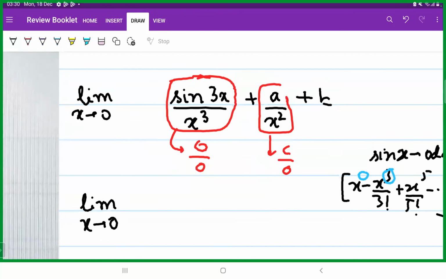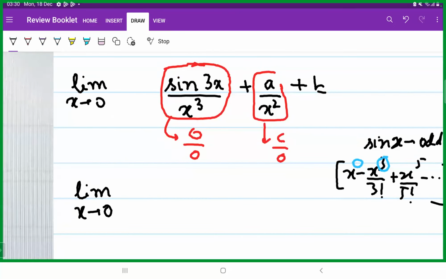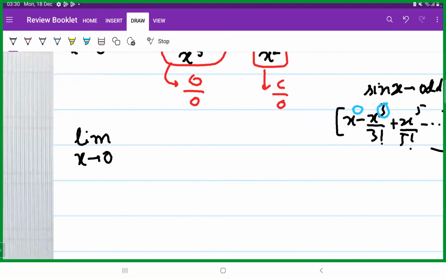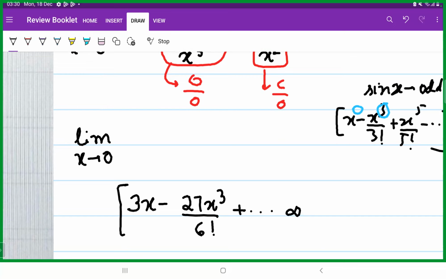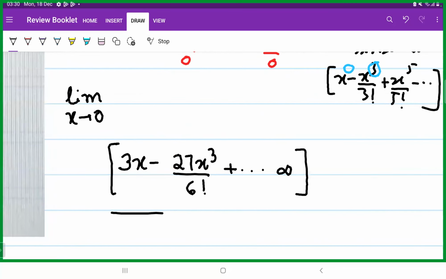Let me just write this. This will look something like limit x tends to 0, 3x minus 27x cube by 6 factorial plus, we can write this till infinity. This entire thing is divided by x cube, and we have a by x square plus b.